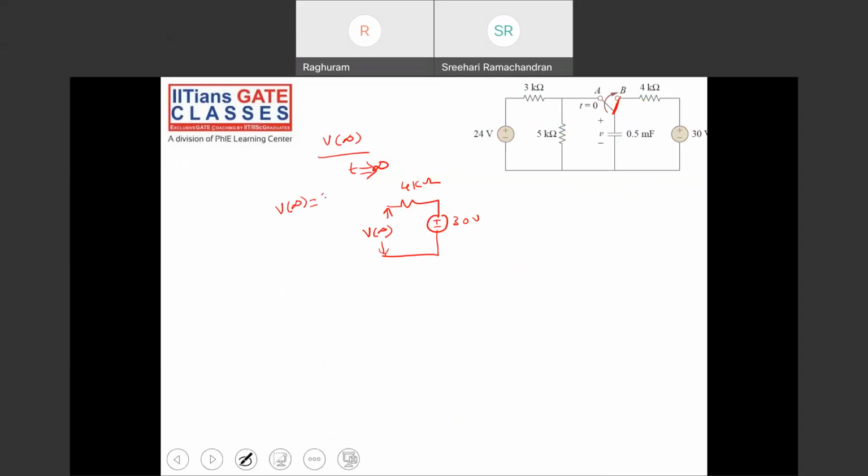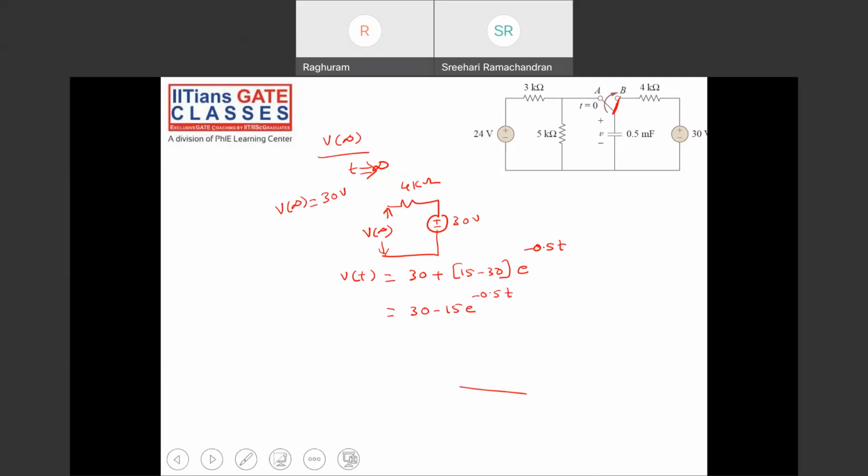30 volts. So V of t is equal to 30 plus 15 minus 30, e power minus 0.5 t. Okay, so this will be 30 minus 15 e power minus 0.5 t.